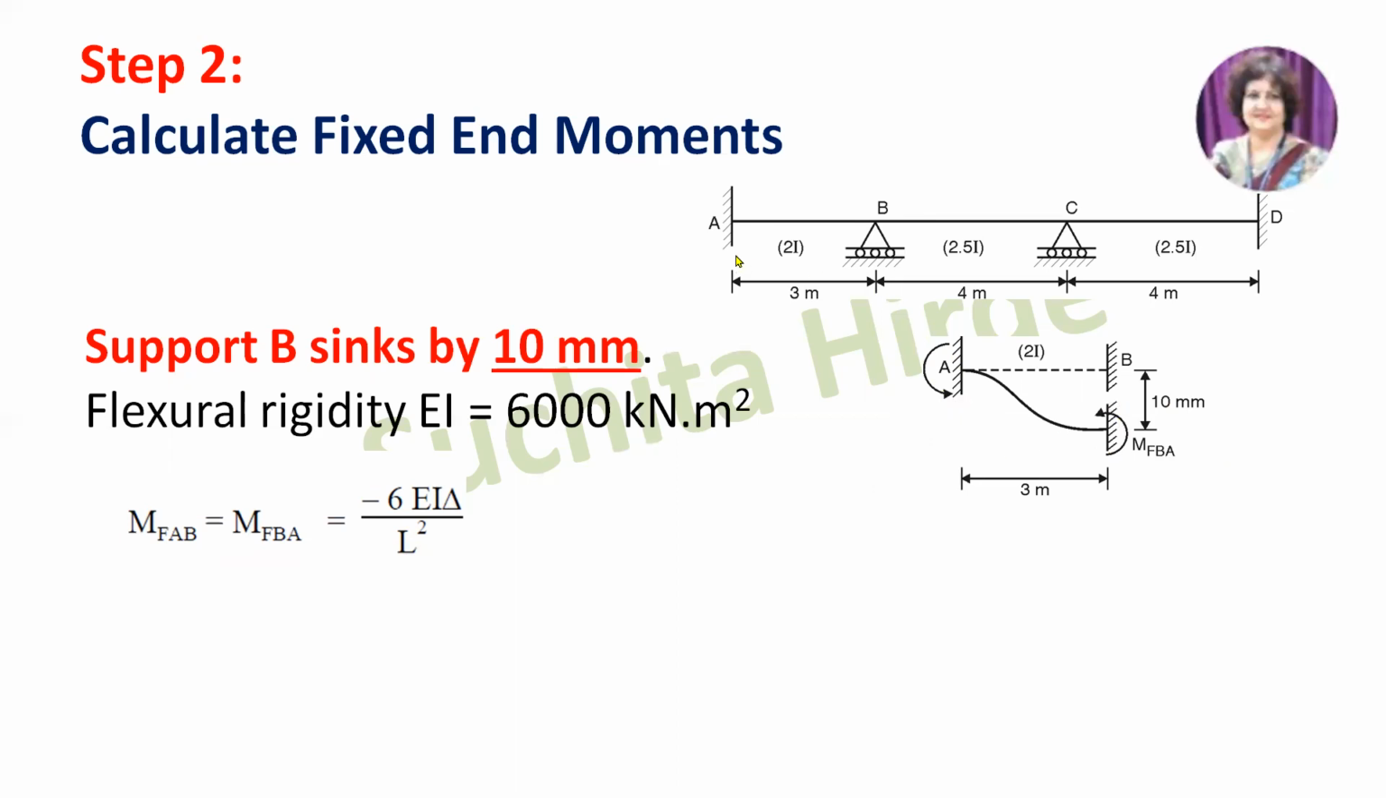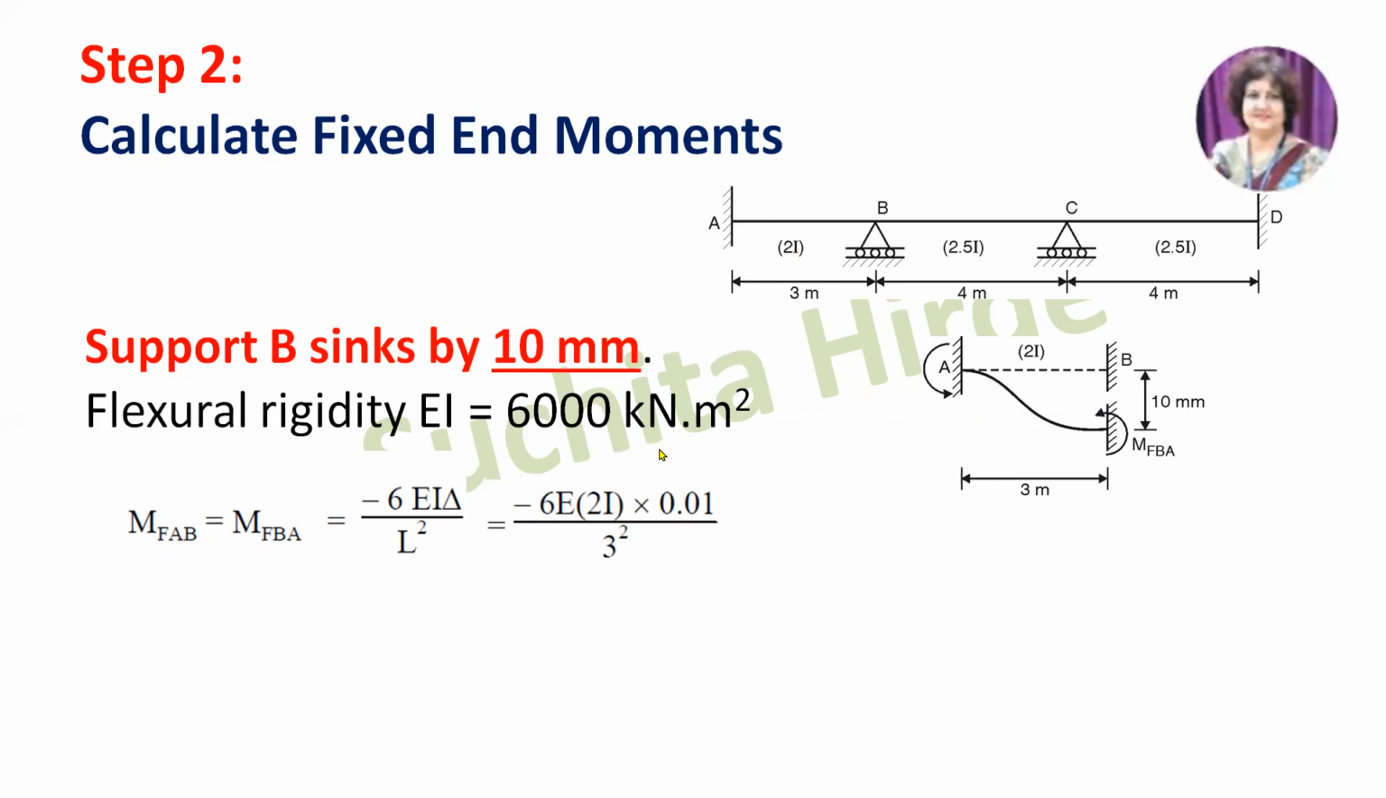Now suppose in addition to this sinking, there is some load on member AB. Then you have to calculate the fixed end moment due to load separately using the standard formula, and then add those fixed end moments to the fixed end moment due to sinking. So here there is 10 millimeter sinking, so we can write here minus 6E.